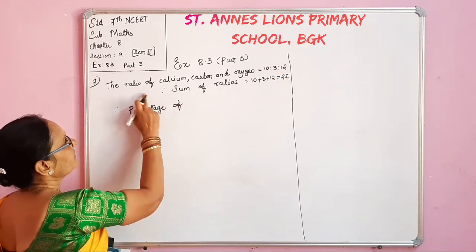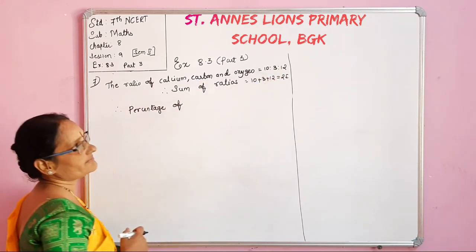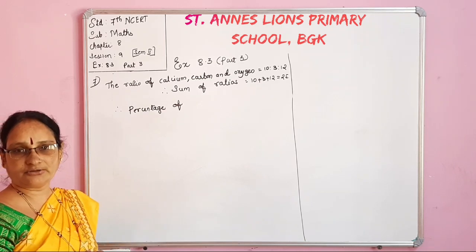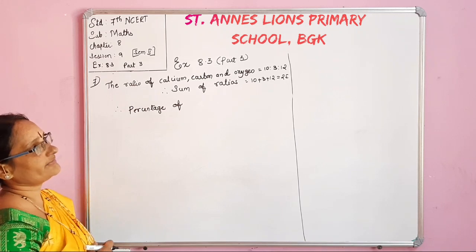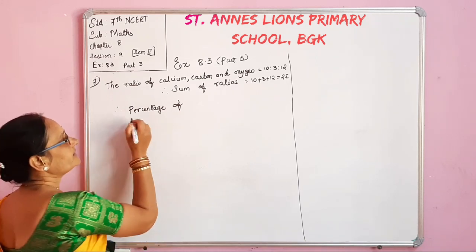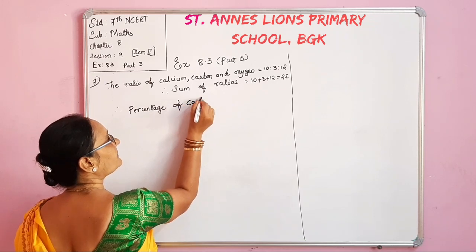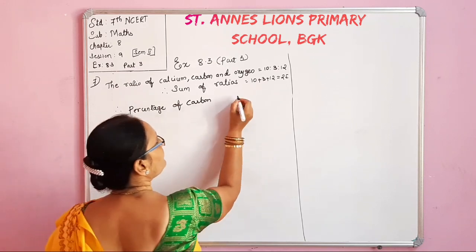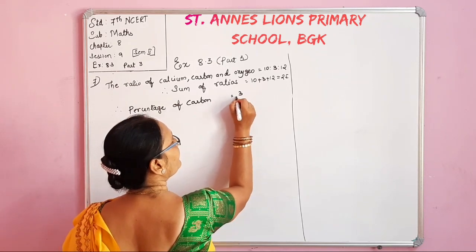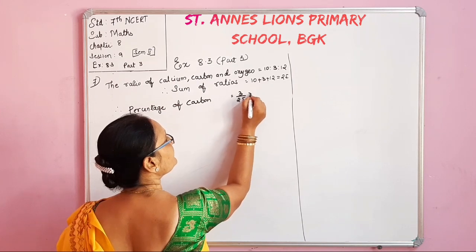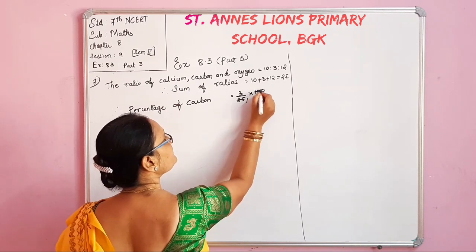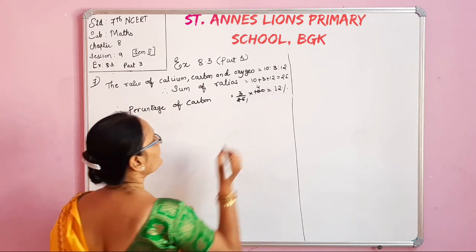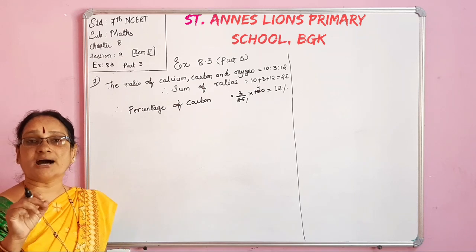Okay. Now here see, first you have to write the ratio of the calcium, carbon and oxygen 10:3:12. And the sum of the ratio we have to find out, that is 10 plus 3 plus 12 is 13 plus 12 is 25. Therefore, percentage of carbon. Why carbon we are taking? Carbon he asked them. Percentage of carbon is equal to, see, 3 by 25, sum of the ratios, into 100. So 25 fours are 100, so this is 12%. 12% is percentage of carbon.